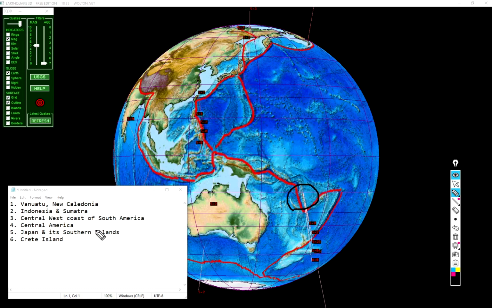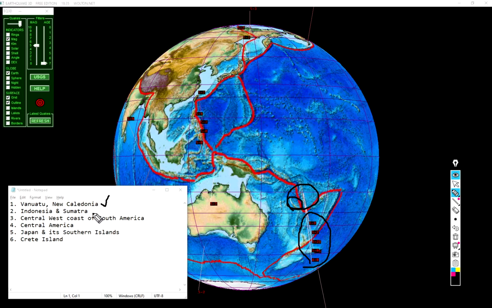Vanuatu is like here. There's also New Caledonia, which is a little bit south of here. It's like right in this area. Okay, so this is a really hot spot. You can see a lot of medium-sized earthquakes have been happening here lately. So Vanuatu and New Caledonia definitely on the list, probably the number one spot, or at least one of the hottest spots where we could see earthquake.